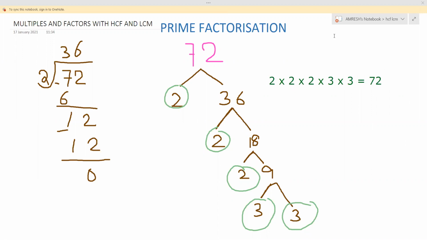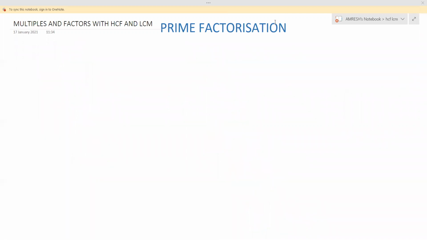Okay. Now the new method is the division method. How will we write in the division method? In the division method also, not much difference is there. Let's take the question 72 only. Okay, you write here 2, what will you get? 36.